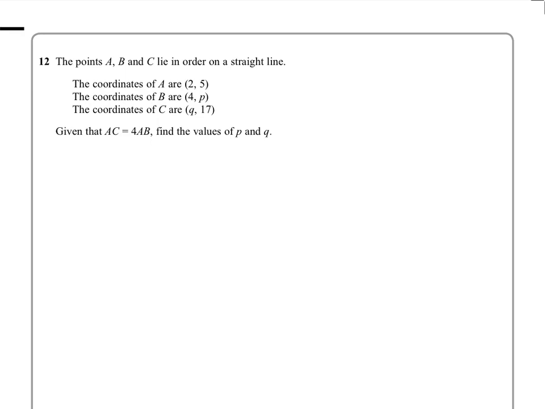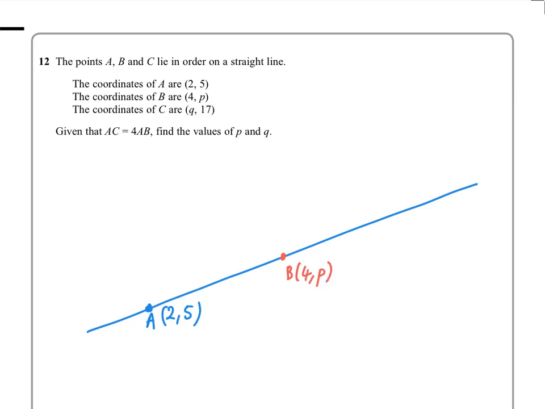So let's have a look at this question. It's a bit like a puzzle. You have A, B and C lie in order on a straight line. So if we imagine this straight line here, then we've got A here at 2, 5, and we have B somewhere which is at 4, p, and then we have C which is at q, 17.